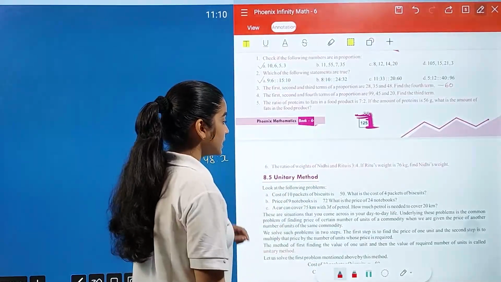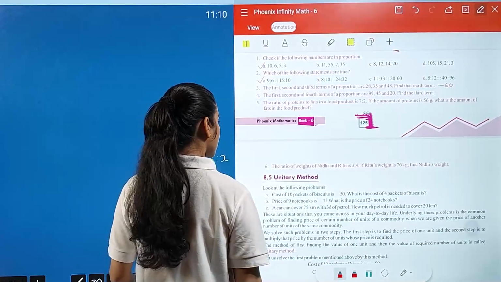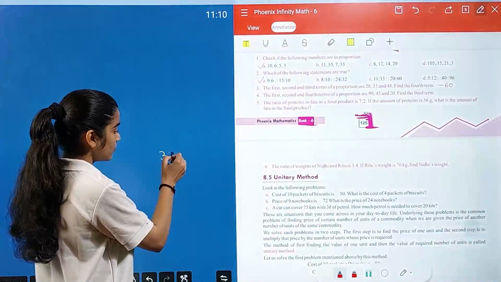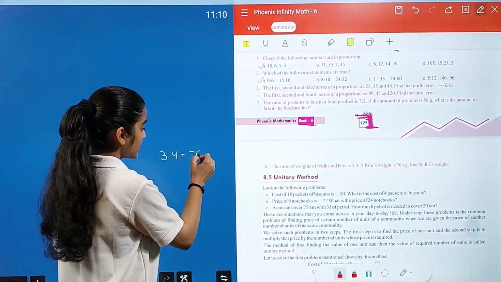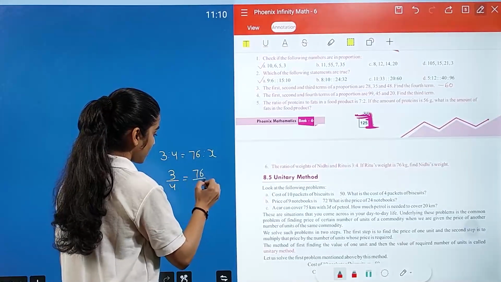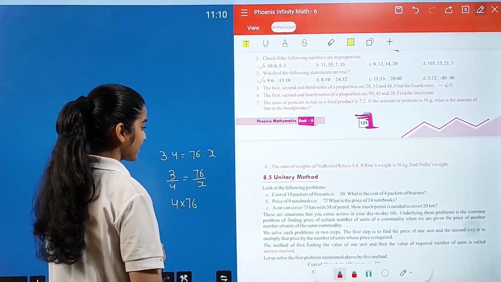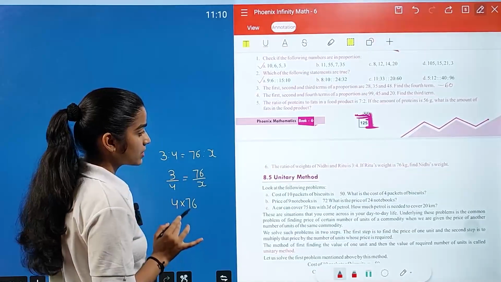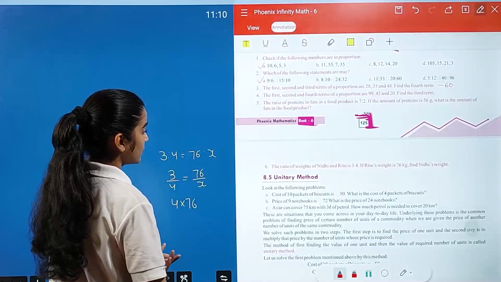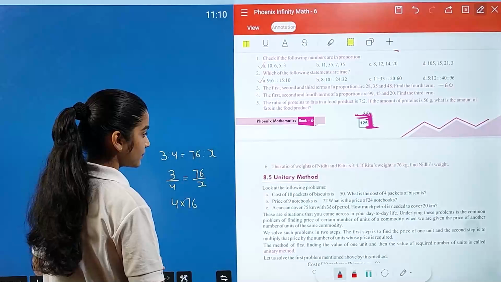Now the next question we have: the ratio of weights of Nidhi and Ritu is 3:4. If Nidhi's weight is 76 kg, find the weight of Ritu. So 3:4 is equal to 76 kg is to x. So 3 by 4 is equal to 76 upon x. 4 multiplied by 76. The ratio of weights of Nidhi and Ritu is 3:4. If the weight is 76. Wait.